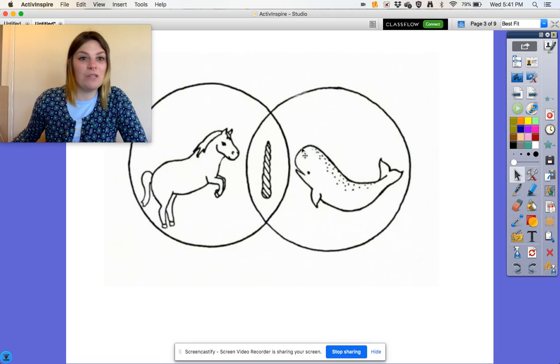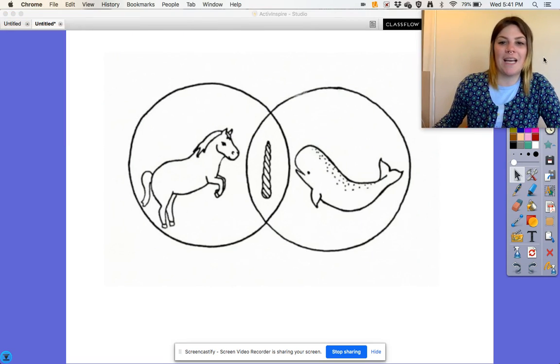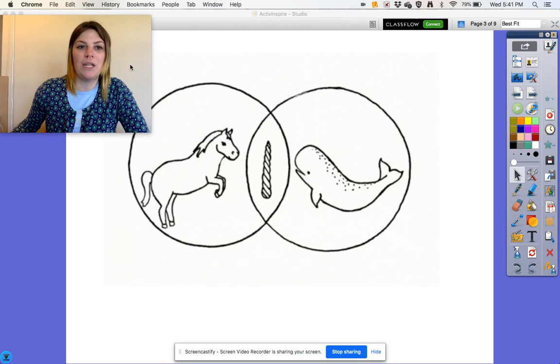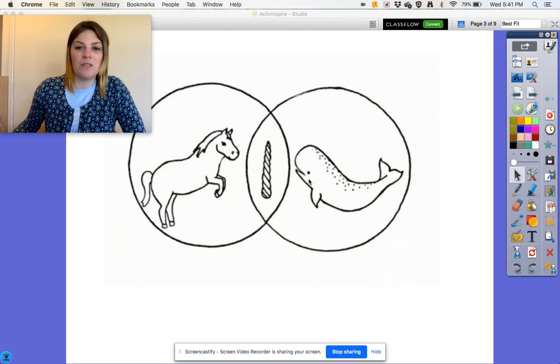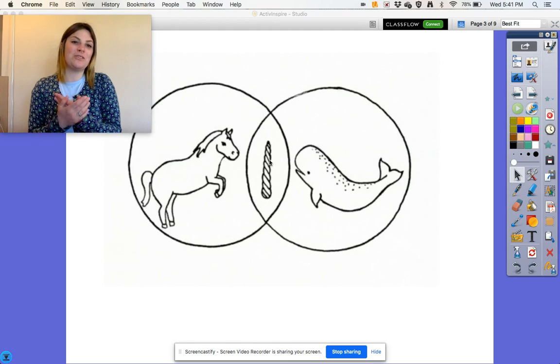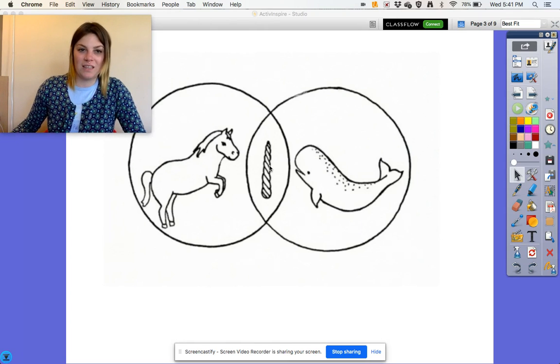Okay, this one's the cutest one. It is a narwhal and a unicorn. And a narwhal is a whale that has a big old horn. And so that horn would stick out right there. And then the unicorn is a horse with a horn, right? And so the thing that would bring these two creatures together would be their horn.